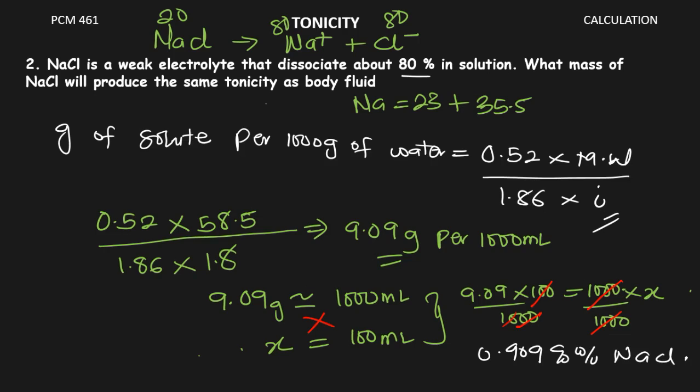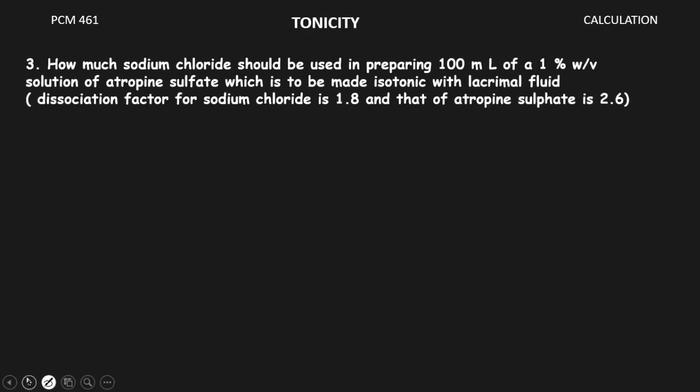That is why they say normal saline is 0.909 sodium chloride. Is that okay? So that is how they actually got all these things. You can actually see here. Now let's see the next one.